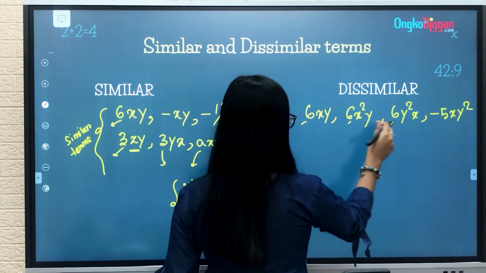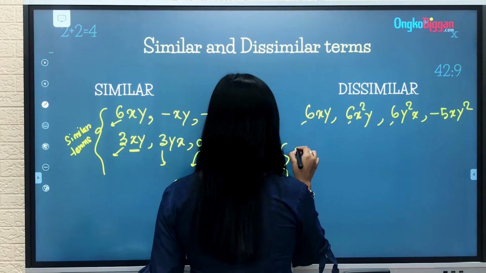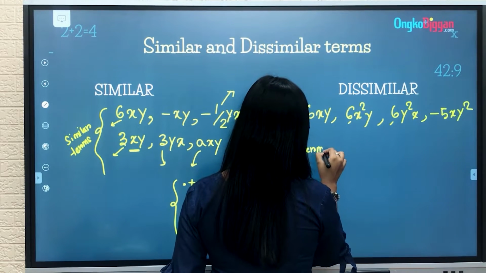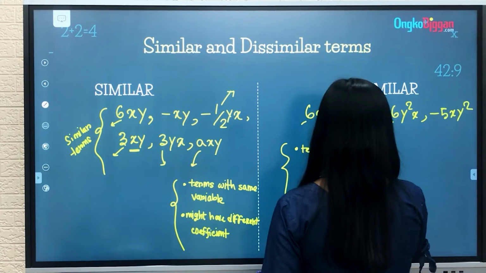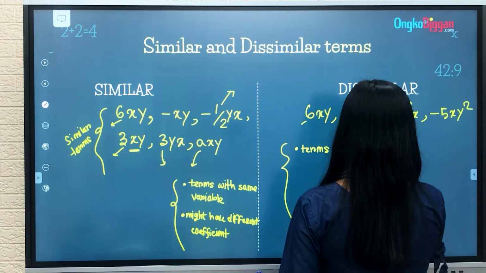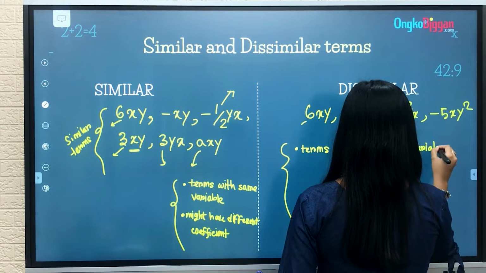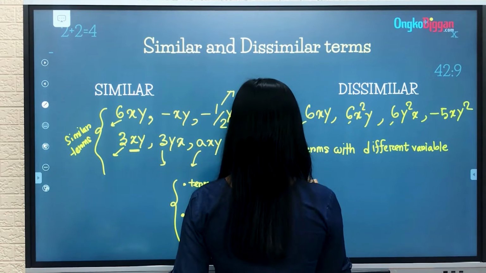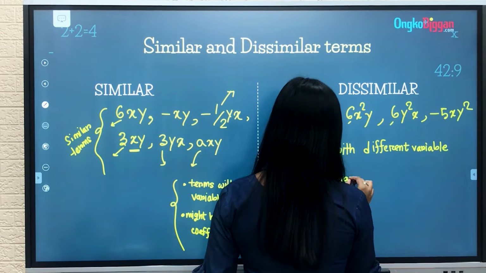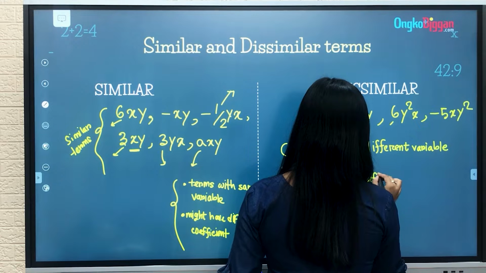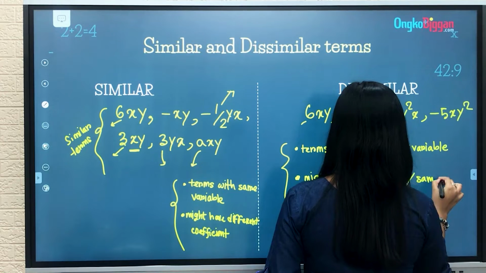So we will write here: terms with different variables might have different or same coefficient.